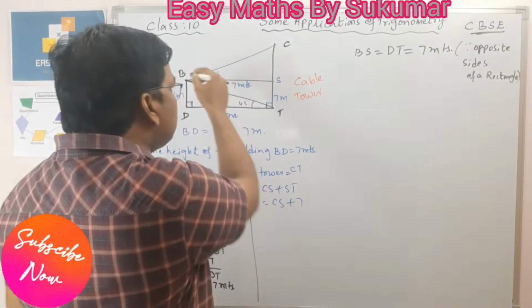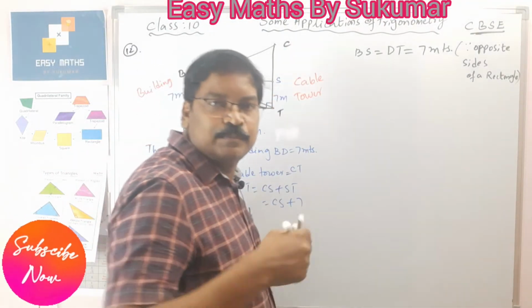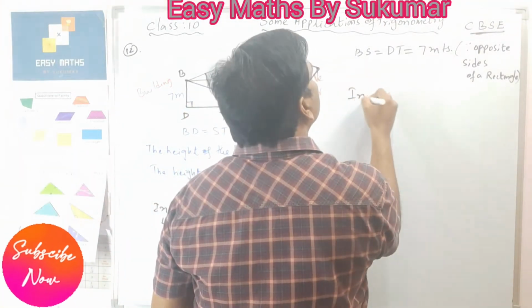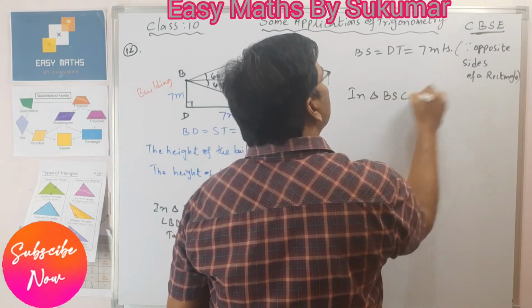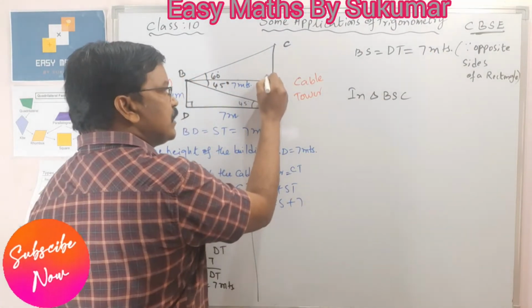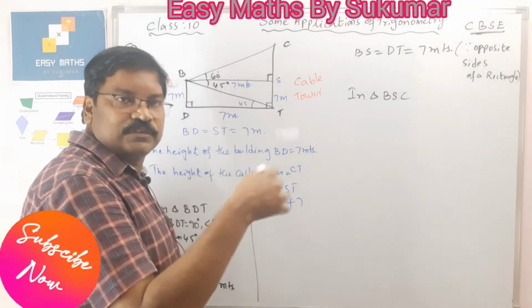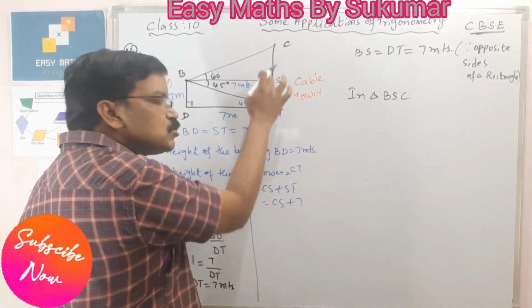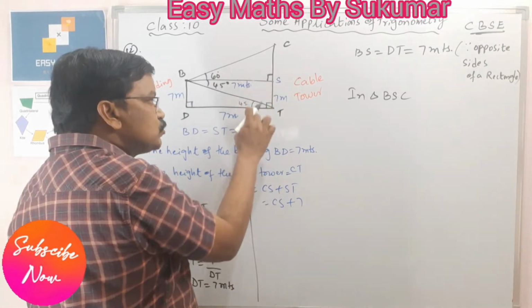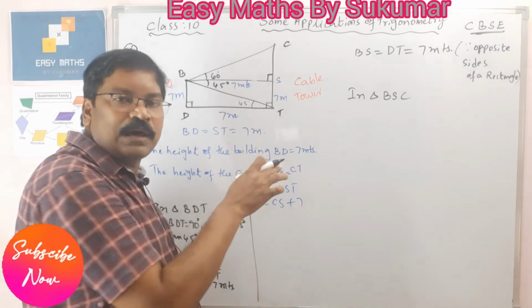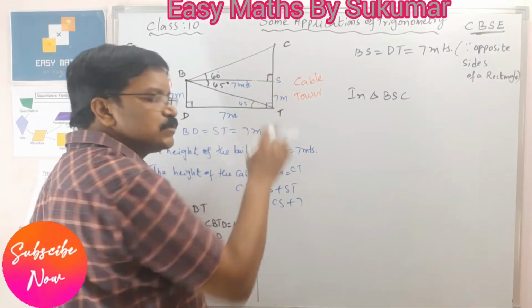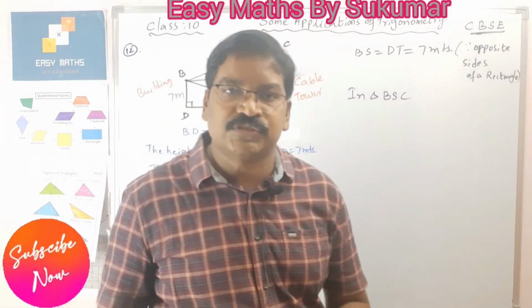Now let us take the triangle BSC. In triangle BSC, this is a right angle. Why? The reason is these two are corresponding angles. These two lines, BS and DT, are parallel. Therefore, these two angles must be equal. They are corresponding angles. Right.